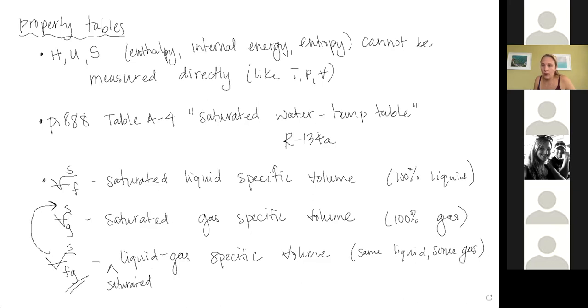So the next set of terms in here is lowercase u sub f, lowercase u sub g, and this one, we actually do have a lowercase u sub fg. I'm still on page 888, looking at the top row of my property table. Here we have the same nomenclature, but this is internal energy for a saturated liquid, internal energy for a saturated gas, and this is internal energy for a liquid gas mixture.